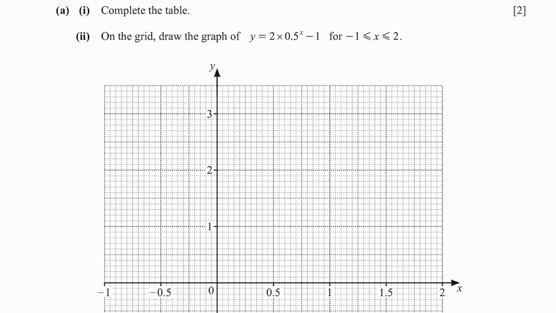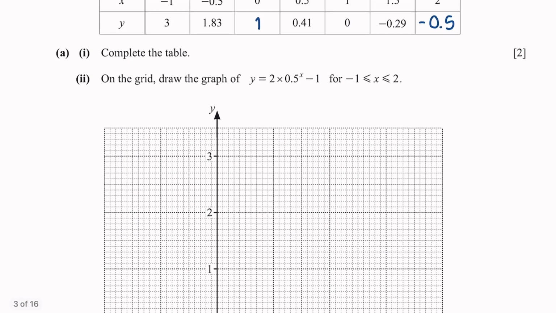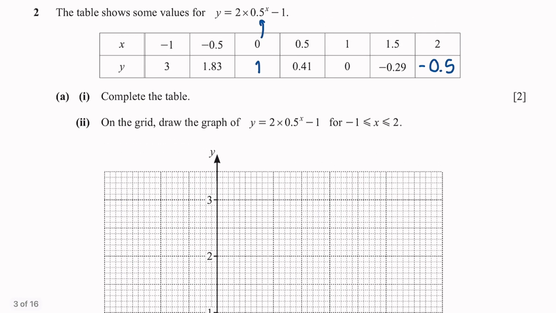On the grid, draw the graph of y equals 2 multiplied by 0.5 power x minus 1 for the value of x which is more than or equal to minus 1 and less than or equal to 2. So you just plot the graph according to the values of x and y in the table.